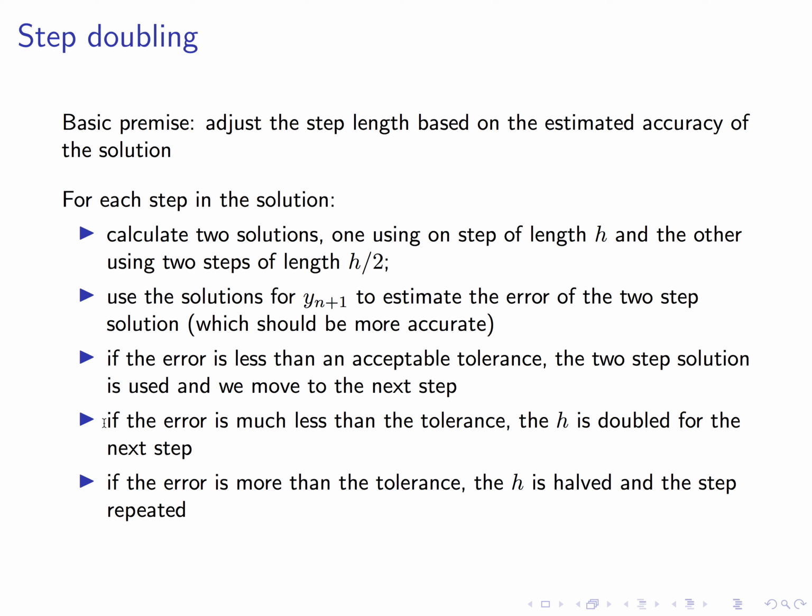Furthermore, if the error is much less than the tolerance, so usually 1/10 of the tolerance, then h is doubled, because what this means is we're using too small a value of h. We could actually use a larger value with not a significant loss of accuracy. If, however, the error was more than the tolerance, what we do is we halve h. So we assume that our current value of h is too large. So we halve h and we repeat the whole step again.